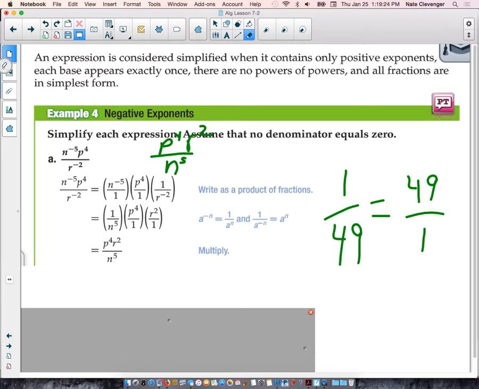These are the reciprocals. When you have a negative exponent, it's telling you to take the reciprocal of it. That's why the reciprocal of n to the 5th over 1 is 1 over n to the 5th. So you flip it to get rid of the sign. That's all you're doing. Kenzie? Flip it to get rid of the negative exponent.